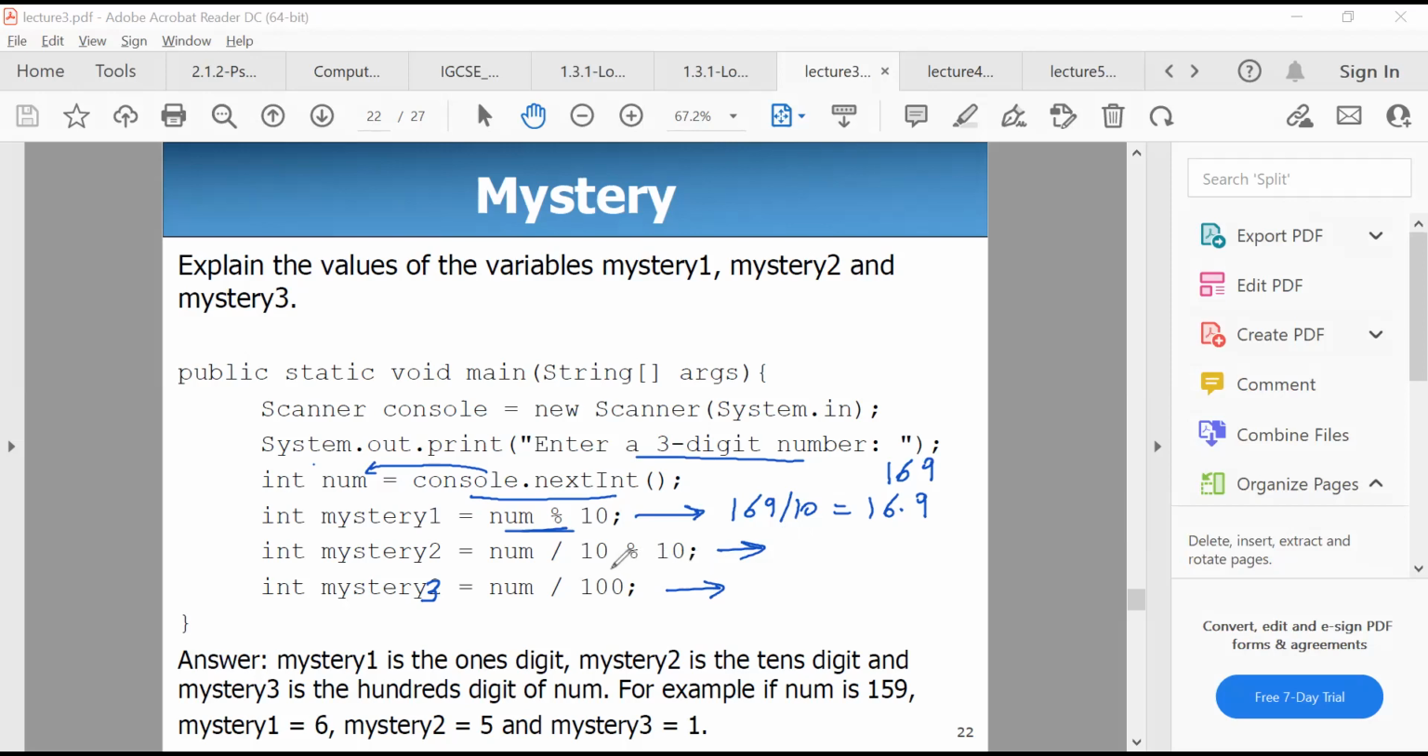So okay, now what about here? Zero. The remainder is 0, right? Wait, this is remainder, right? This modulus. Okay, now this num divided by 10 equals what? So this is num divided by 10. So that will be 16.9, and then modulus 10. Are you sure?